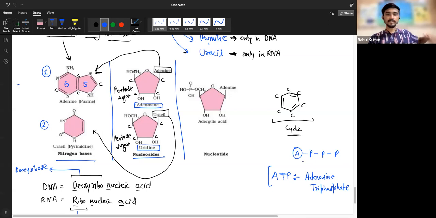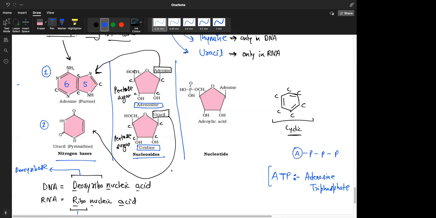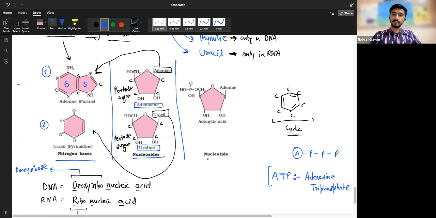Clear what is a nitrogenous base and what is a nucleoside? A nitrogenous base plus a sugar is a nucleoside. And in our DNA and RNA, it is a pentose sugar. In DNA, it is deoxyribose, and in RNA, it is ribose. Clear till here? Yes, sir. Then there's a third thing called a nucleotide. Write down.